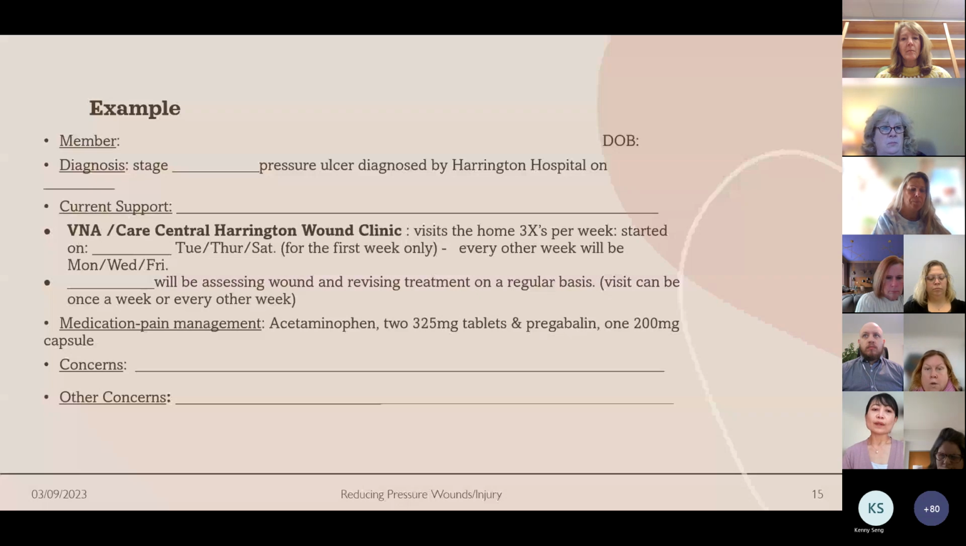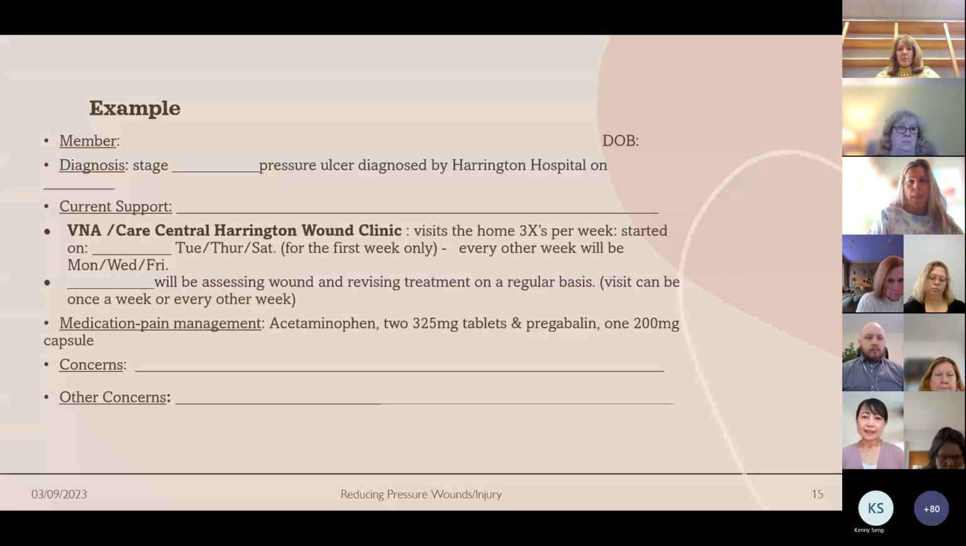When this support happens, what dates? So we can create this. And I put that blank there. Will be assessing wound and revising treatment on a regular basis. Visit can be once a week or every other week. And is there any medication, pain management that is prescribed for this member? If the member has this prescribed to her or him, please put those medications.